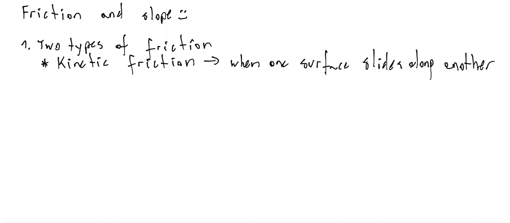Okay? And static friction is when you have one surface which is in direct contact with another surface. Let's imagine that you want to push a box. You apply a force, but the box doesn't move because it's too heavy. Is it clear? Okay, so no motion.